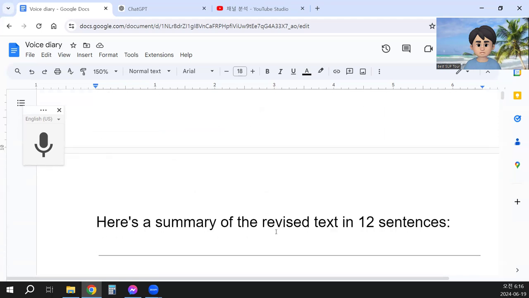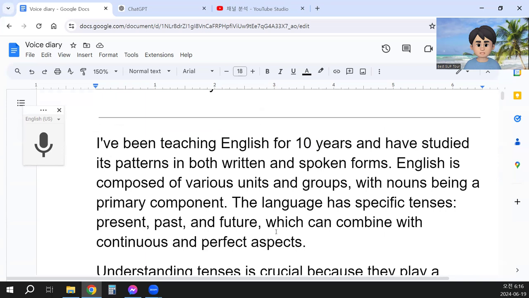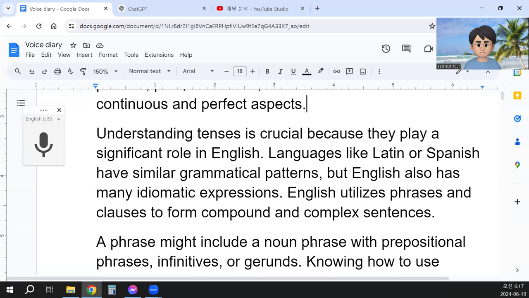Here's a summary of the revised text in 12 sentences. I've been teaching English for 10 years and have studied this pattern in both written and spoken forms. English is composed of various units and groups, with nouns being a primary component. The language has specific tenses, present, past, and future, which can combine with the continuous and perfect aspects. Understanding tenses is crucial because they play a significant role in English. Languages like Latin or Spanish have similar grammatical patterns, but English also has many idiomatic expressions. English utilizes phrases and clauses to form compound and complex sentences.